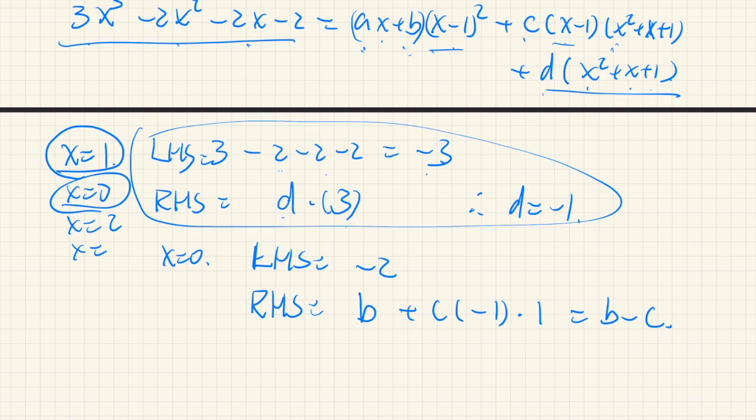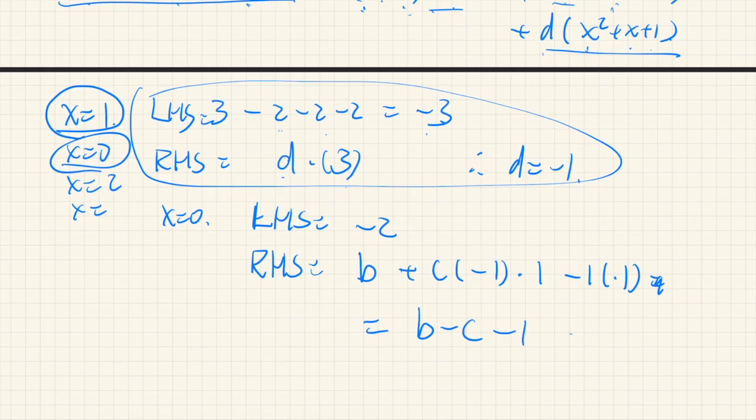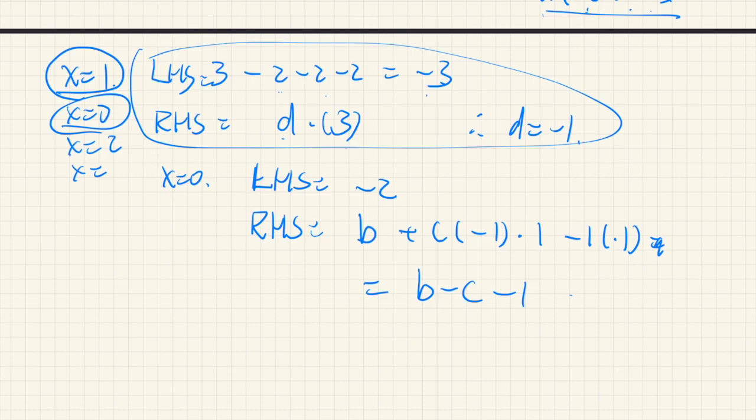And oh, wait a minute, this one is also there, so I forgot this one. So d is negative 1. Negative 1 times 1 equals b minus c minus 1. So b minus c is equal to negative 1. So we have this equation.